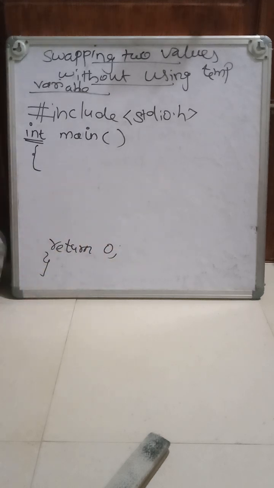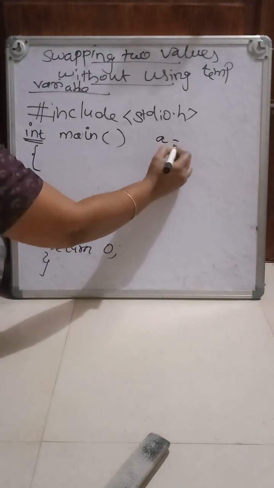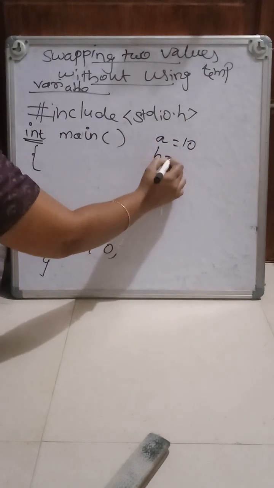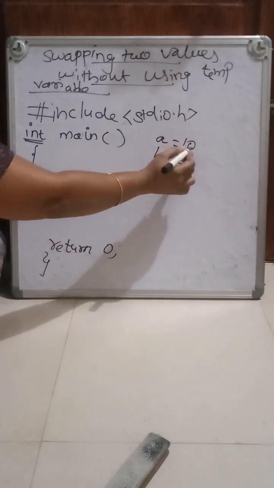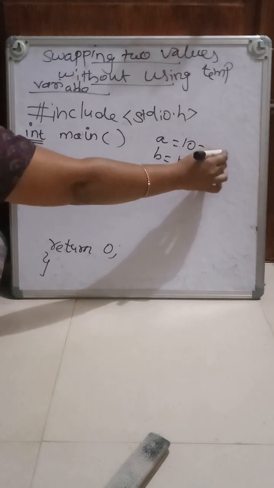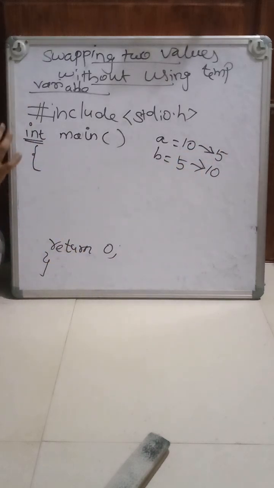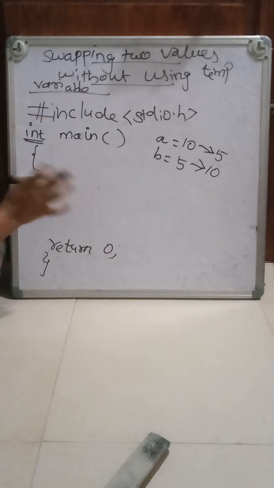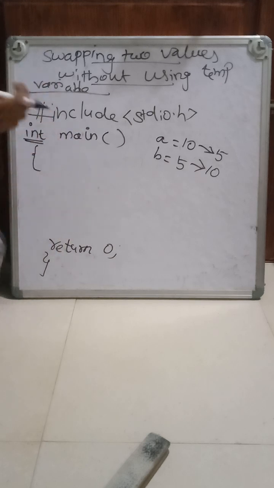Now what I am going to do is swap the two values. For example, a is equal to 10, b is equal to 5. I am going to swap the value of a as 5 and the value of b as 10 without using the third variable or temporary variable. How will it be possible? It is done with the help of arithmetic operations, that is addition and subtraction.